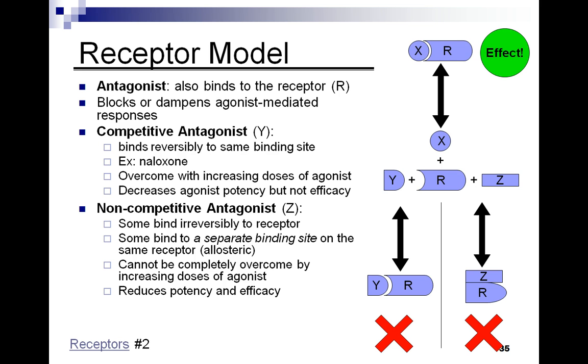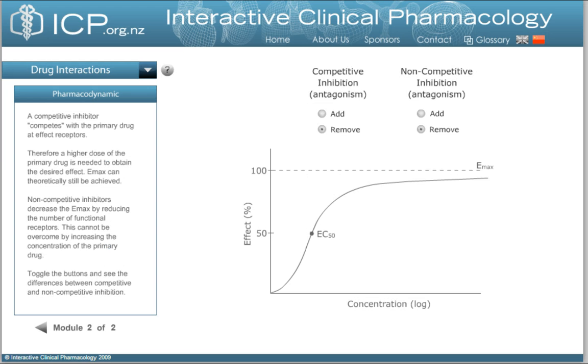Let's quickly see this in the simulation. So here we have a dose-response curve for a drug. And here's the effective concentration for 50% of the population. Now let's add a competitive antagonist. So if we have fentanyl, let's add some Narcan. So what has that done to the curve? Well, I can give enough fentanyl to overcome Narcan. In fact, if I give enough fentanyl, I can still achieve the same efficacy, the same maximum effect of fentanyl. But I'm going to need a lot more fentanyl in order to do that. So that's called changing the potency of fentanyl, which is what we see with competitive inhibition or competitive antagonism.